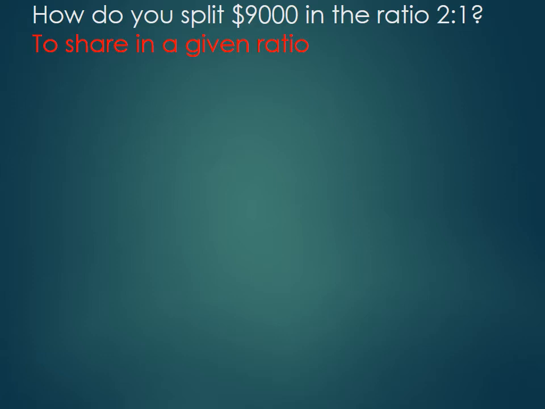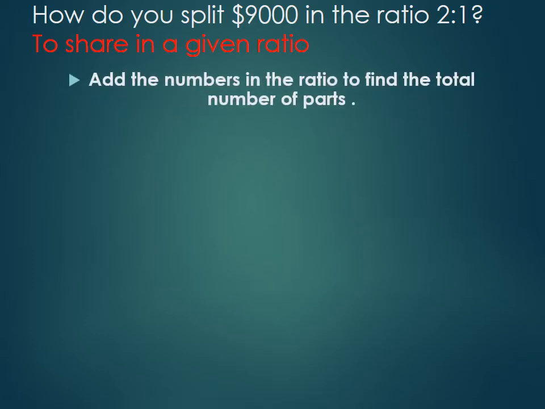To share in a given ratio, first add the numbers in the ratio to find the total number of parts. How? We know that Sally paid twice. That means she paid 2 parts, right? And Bob paid once. So how many total parts do we have? Sally paid 2 parts and Bob paid 1. So 2 plus 1 equals 3. So the total number of parts is 3.